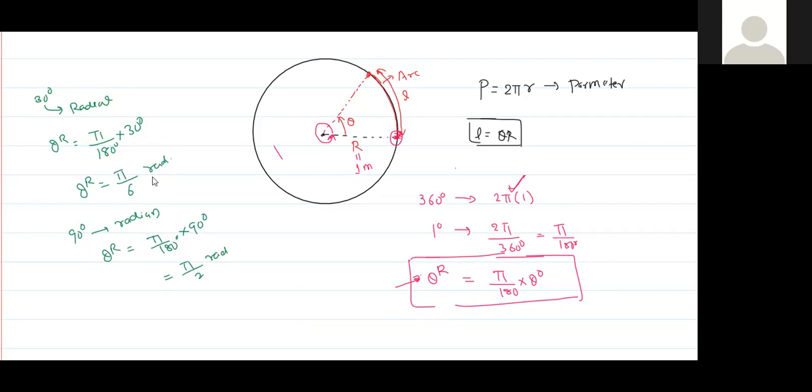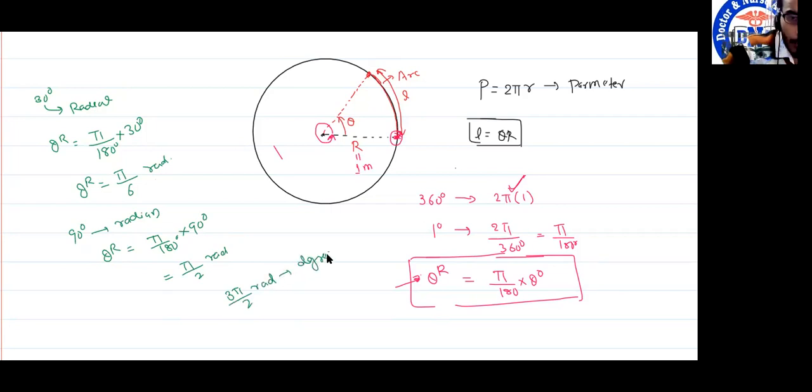And suppose you have 3 pi by 2 radian and you want to convert it into degrees. How can you convert? Make it inverse, like this. Theta in degree is equal to 180 upon pi into theta in radian. So this is 180 upon pi, and theta in radian is 3 pi by 2. Pi and pi cancel, this comes to 90. So theta in degrees comes to 270 degrees.